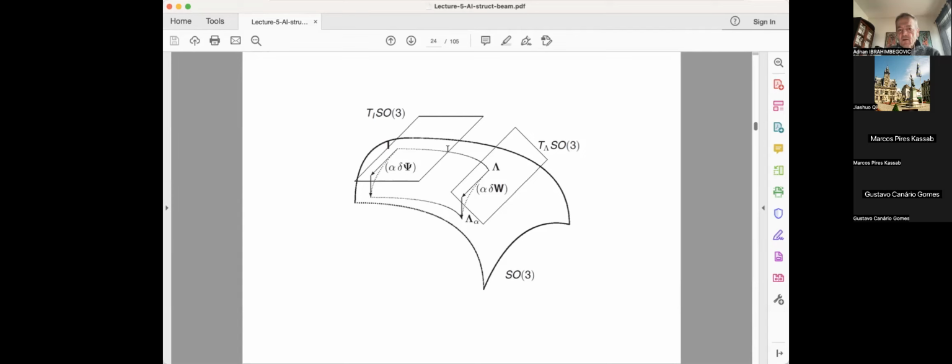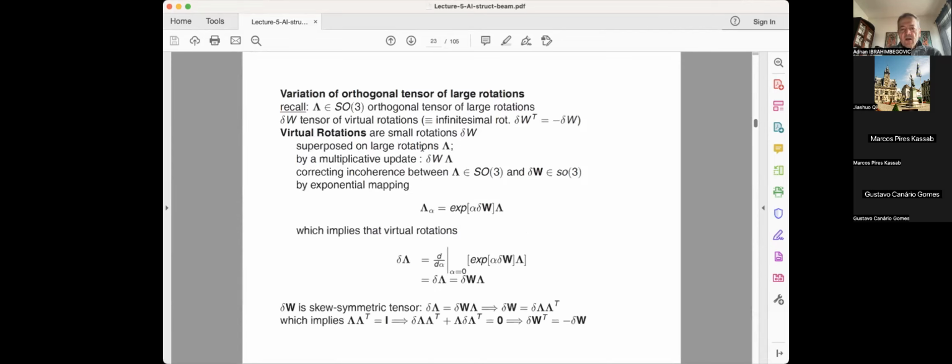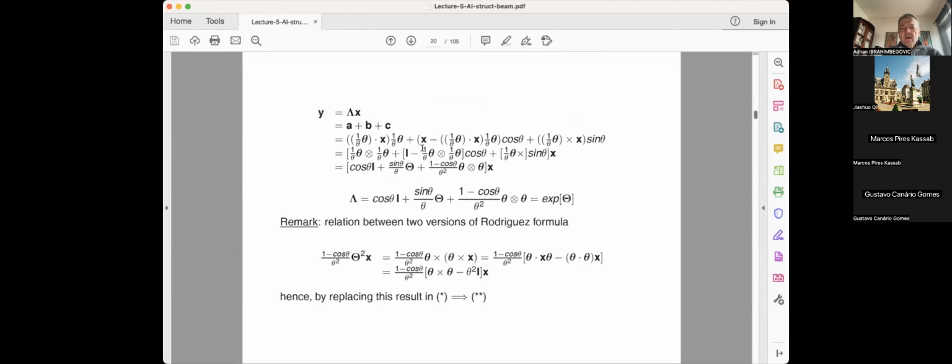That means here you travel in the tangent space along a straight line, and then you project down to the manifold in such a way that the length of this is the same as the length of the straight line here. So this will be your illustration. What is the connection between theta and the corresponding lambda?